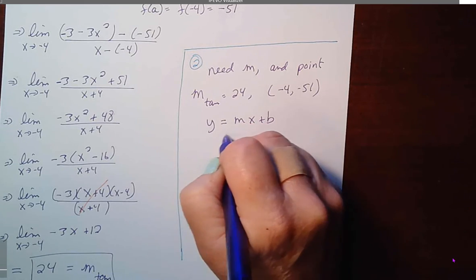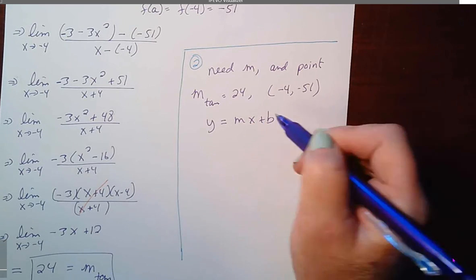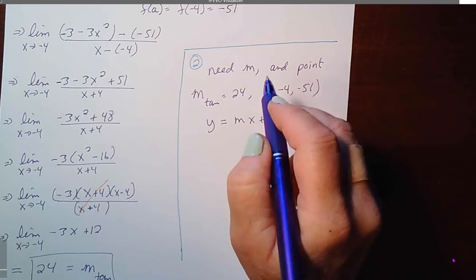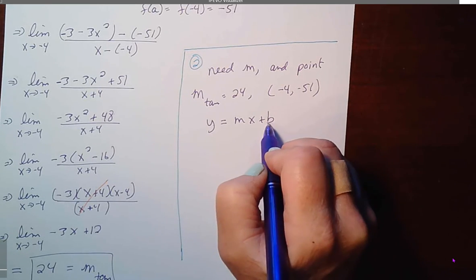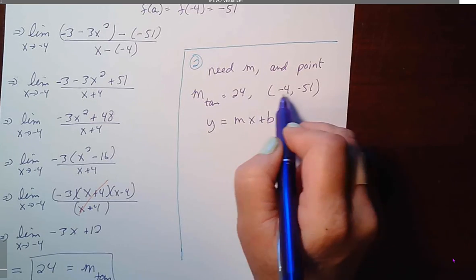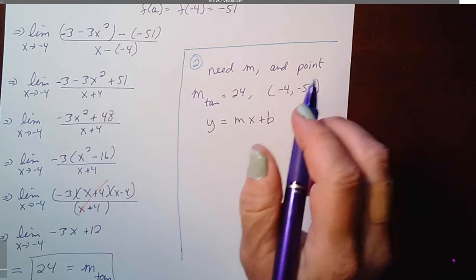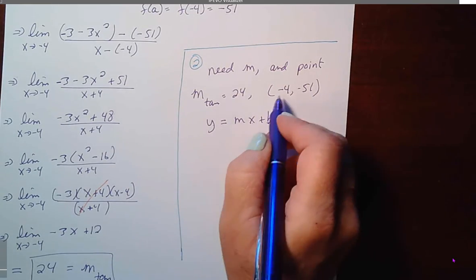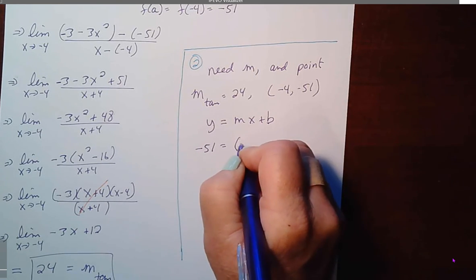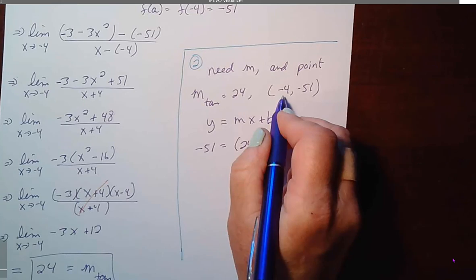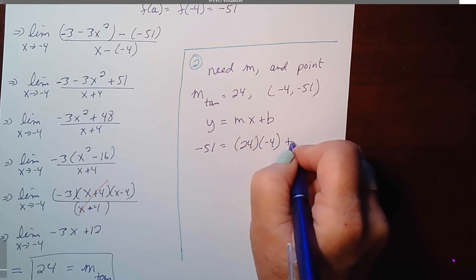I usually just use y equals mx plus b to solve for b, and then I've got my answer, and I'll show you what I mean. I have 3 values and 4 letters. Plug these 3 values in, solve for the remaining letter, and then I have everything I need. So that is my y value, which is negative 51, equals my m value of 24 times my x value of negative 4, plus b.